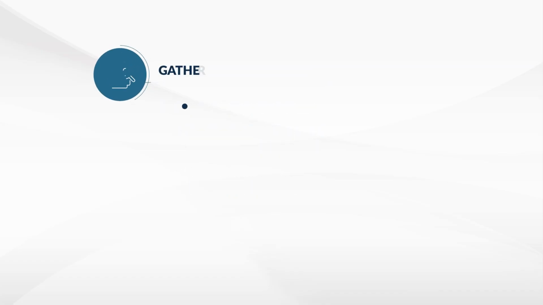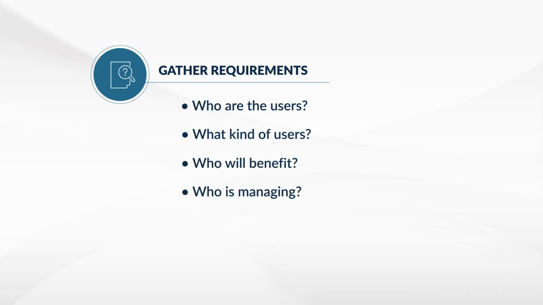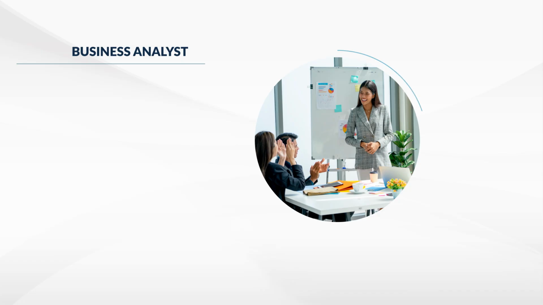We need to understand who the users are. What kind of users? Who will benefit from this? Who's going to need to manage this application when we're done? So there's a role here that's very important in this early stage, what you call the business analyst or the functional architect, who needs to discover the key functionality that's needed by this application.